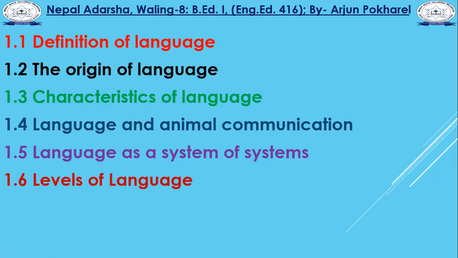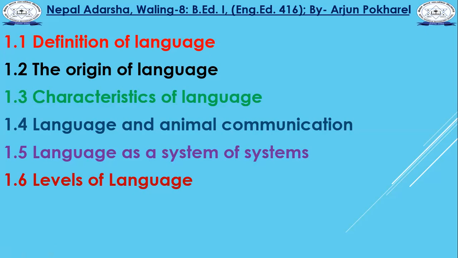Okay, in the same way, we also did about the different levels of language. These different levels of language, and how many levels are there? Three different levels of language. What are they? Phonological level, grammatical level, and what? Semantic level.